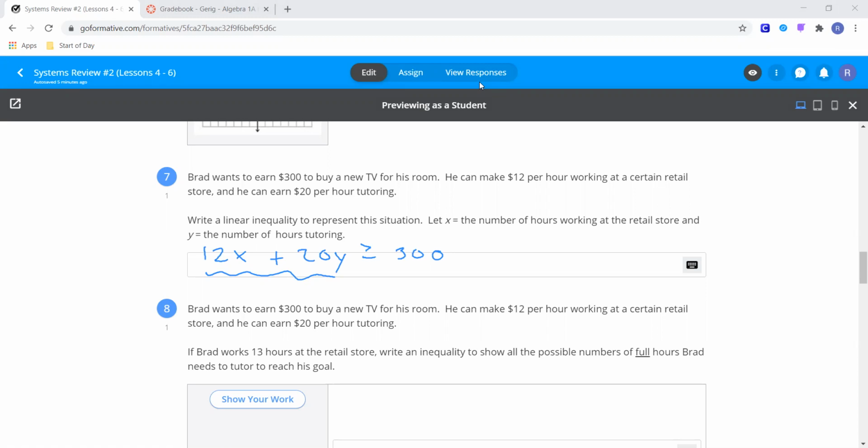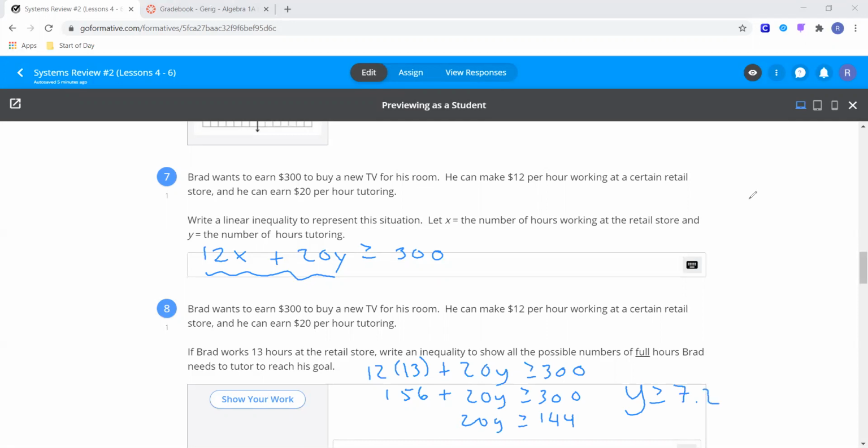Retail store is X. So basically what you're doing here is taking 12 times 13 plus 20Y. We don't know what Y is yet. And greater than or equal to 300. 12 times 13 is 156. So he's earned $156 at the retail store. Subtract 156, you get 20Y is greater than or equal to 144. Divide by 20, you get Y is greater than or equal to, not a good number, right? 7.2.